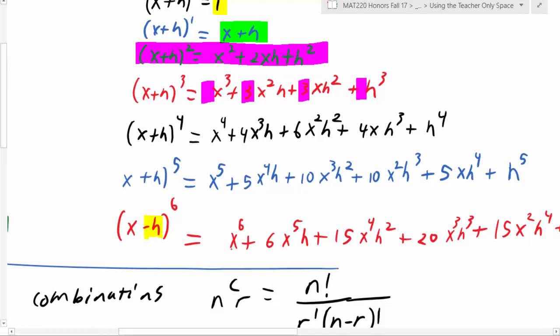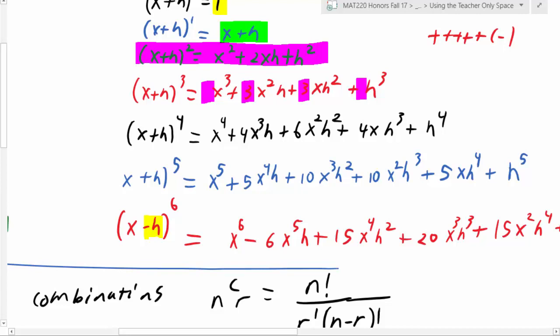So for the first term, x, if we were to distribute all this through, it would be x times x times x, which gives us x to the 6th. Since they're all positive, it would be positive x to the 6th. Now here we'd have 5 positive x's multiplying 1 negative h. So 5 positives times a negative would make the whole thing negative.